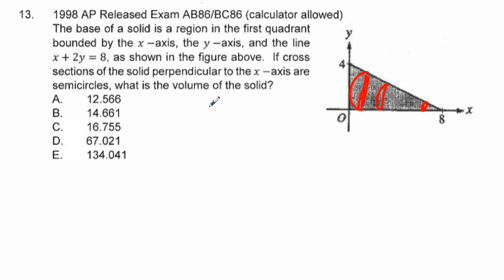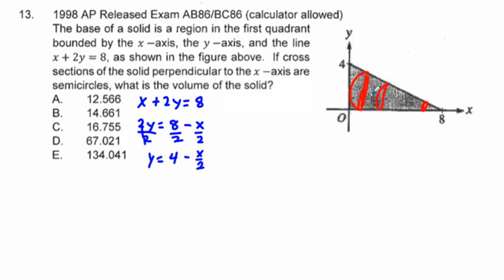So what we have is the equation x plus 2y is equal to 8. Solving for y, we have 2y is equal to 8 minus x. Then if we divide by 2, we get y equals 4 minus x over 2.